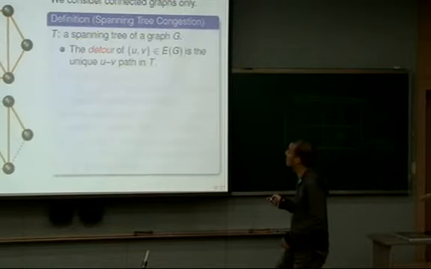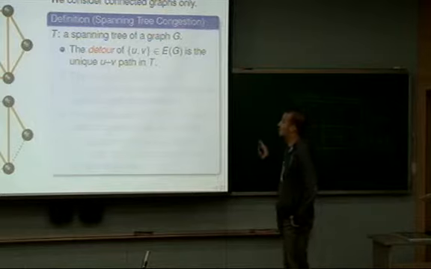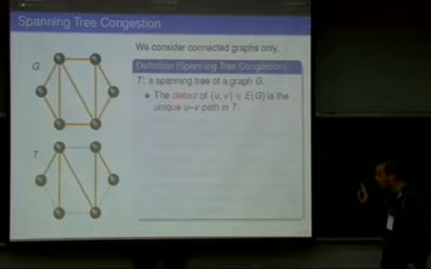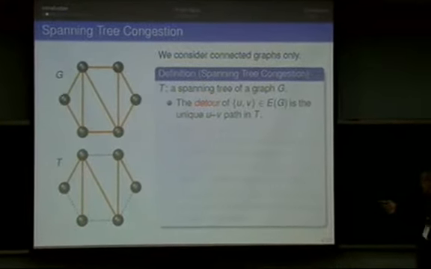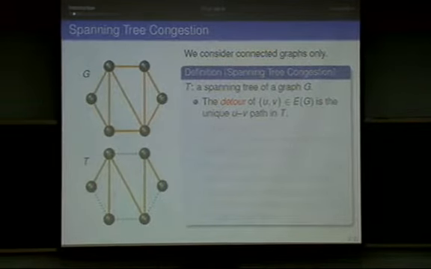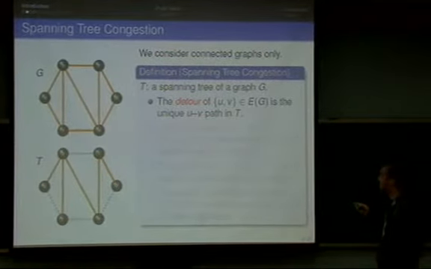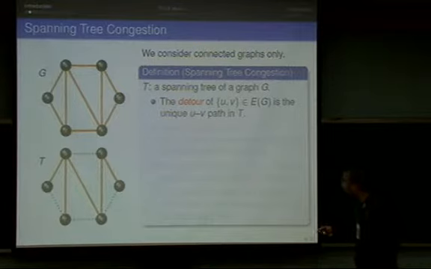What are the definitions? In this work, we studied the graph parameter spanning tree congestion. This graph parameter is defined only for connected graphs. Let T be a spanning tree of a connected graph G. Then the detour of an edge UV in the original graph is the unique UV path in T.